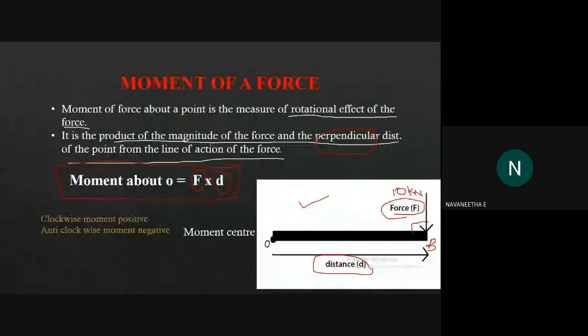Okay, then we need to consider the sign of moment. So next we are looking for the sign of moment. Just consider I am fixing the point, the moment center O, and I am applying a force F from top to downward, that is, in a downward direction. Then tell me what is the rotational effect of OB here, or what is the direction of rotation of the beam OB?